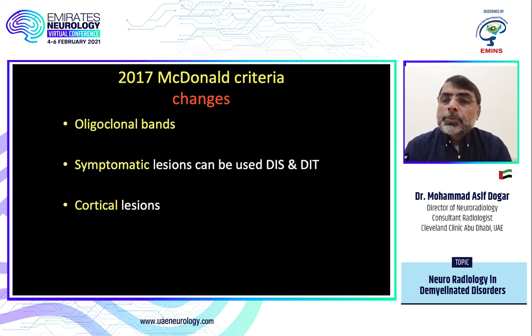So what is the difference between McDonald criteria 2017 and the older one from 2010? Number one is the addition of the oligoclonal bands. Now we can count symptomatic as well as asymptomatic lesions. And they also included the cortical lesions.